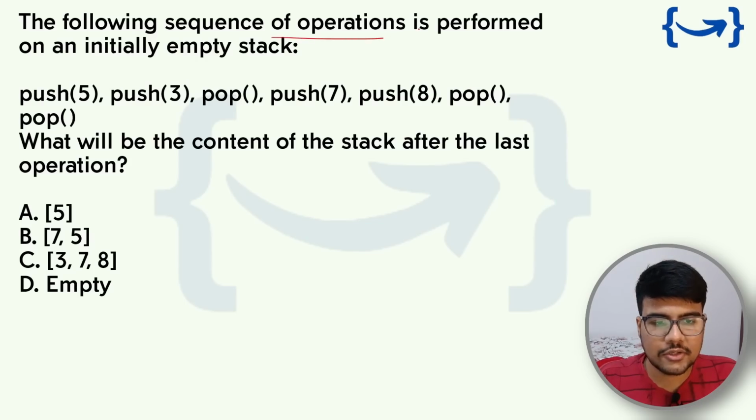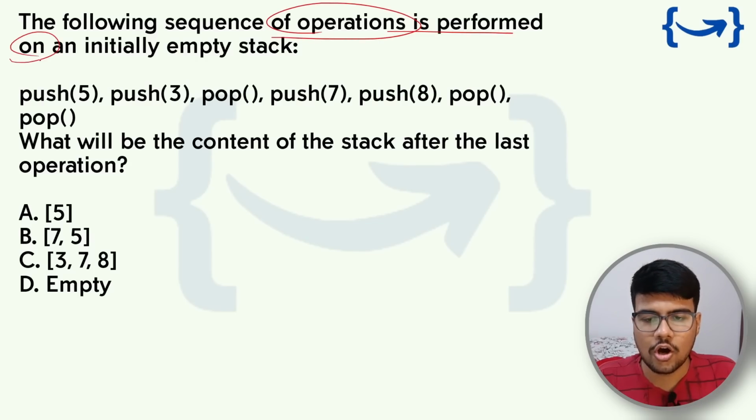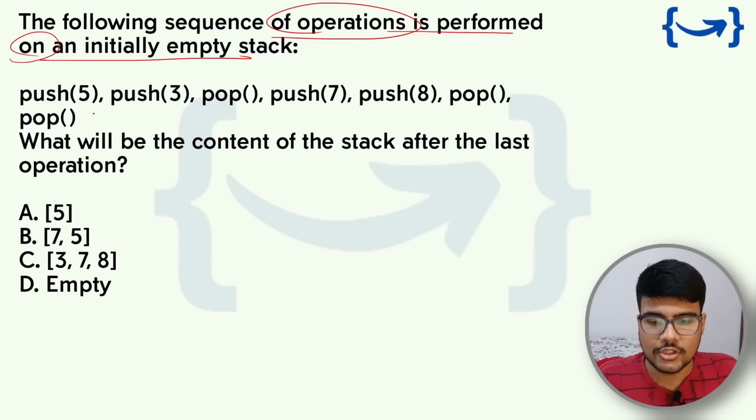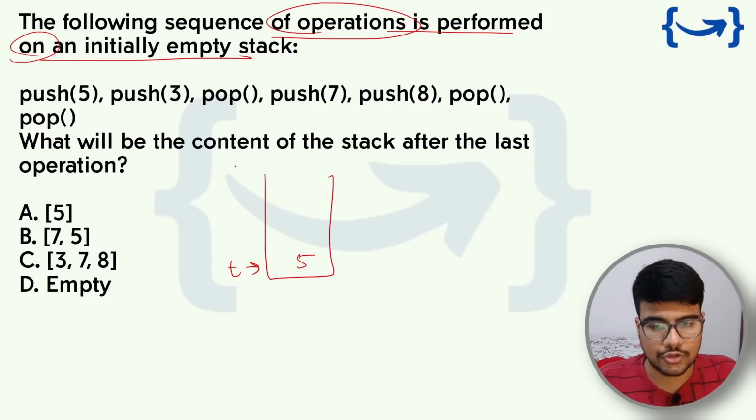The following sequence of operations is performed on an initially empty stack. So we have a stack. 5 has been pushed, and top is denoting the very first element. Now 3 has been pushed, so top will be reinitialized to 3. Now pop has been called, so 3 will be popped out, and again my top is referring to the very first element.